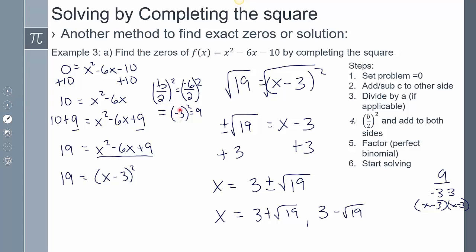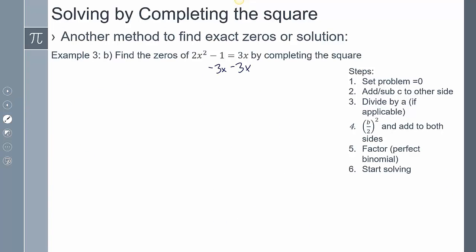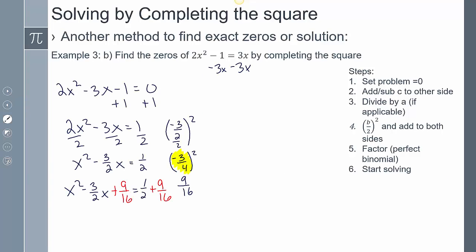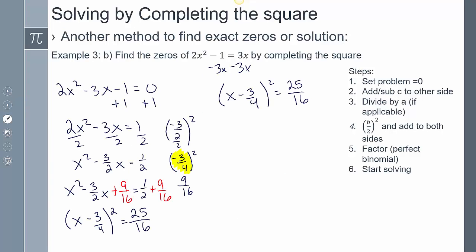Notice I got negative 3. So I said x negative 3. So that's just kind of like a shortcut to help us with that. So now solving this, I can take the square root to both sides, which means that this square and this are going to cancel out. And so now I'm going to get x minus 3 over 4.